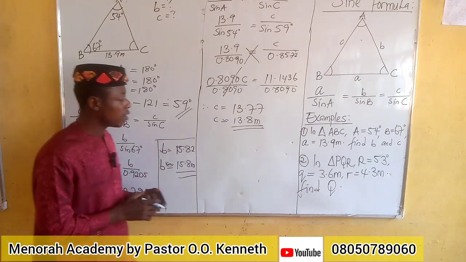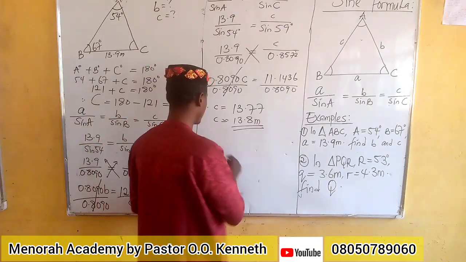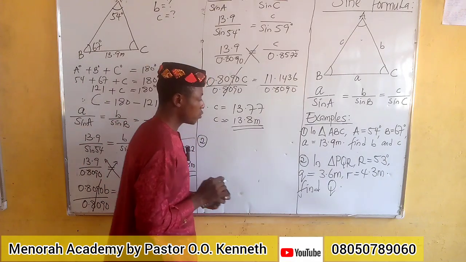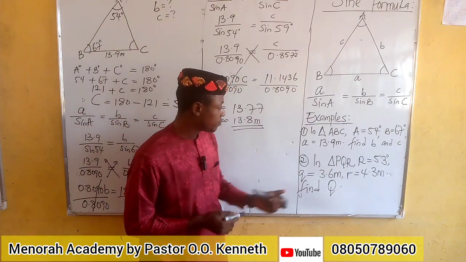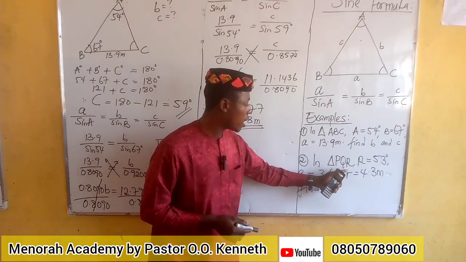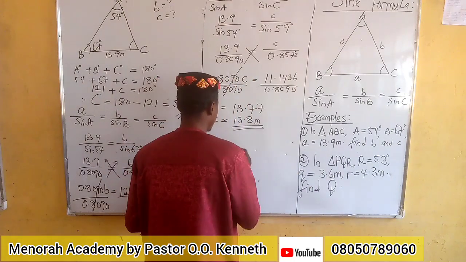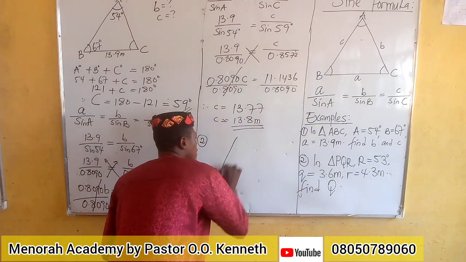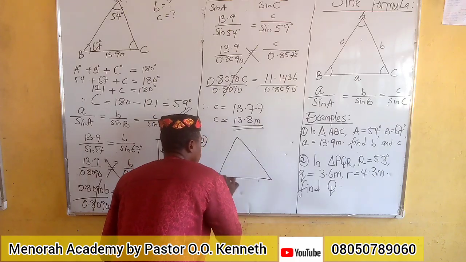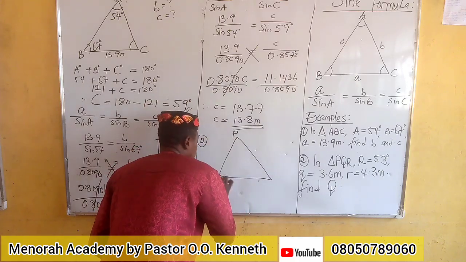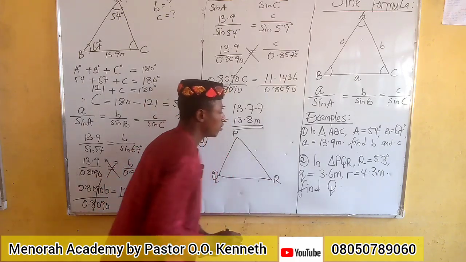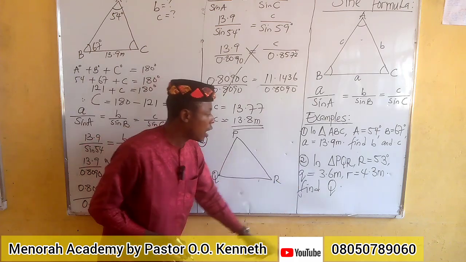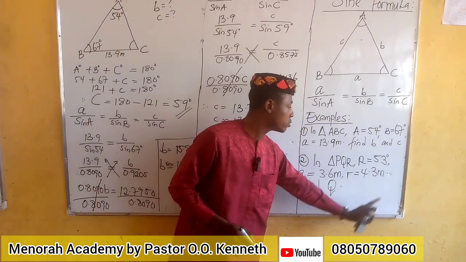All right. Now let's go to question 2. Solution to question 2. Question 2 said a triangle PQR. So we draw the triangle first. This is our triangle, and this triangle is PQR. Okay. So triangle PQR. Our angle R is given to be what?